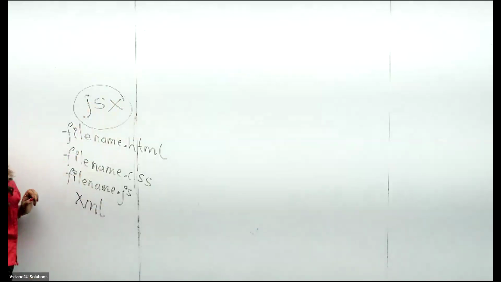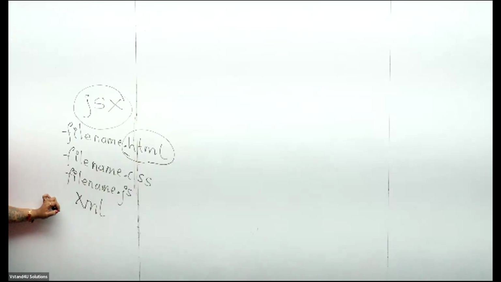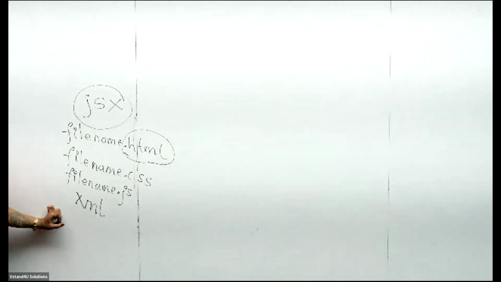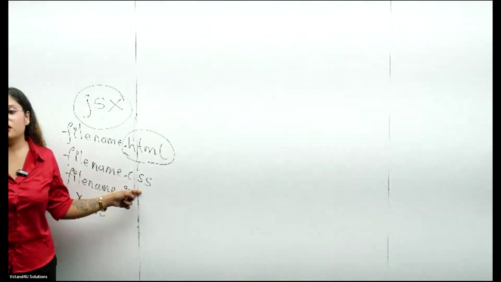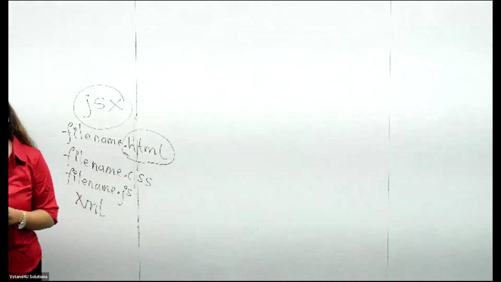So now why is this JSX used? First of all, why did you used to give the extension as .html? Why did you give your HTML code with .html extension so that you can access the HTML code? Yes or no? Why CSS? Style. Why JS? Because it is a JavaScript code. That is the reason you were giving that. Now, why is JSX given?